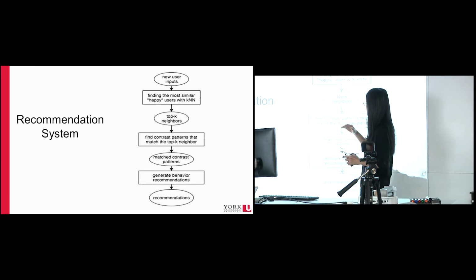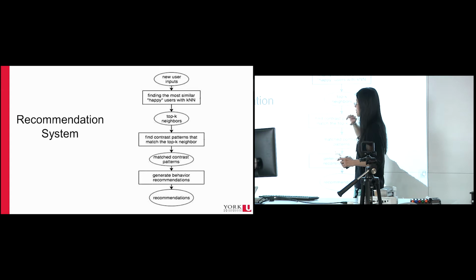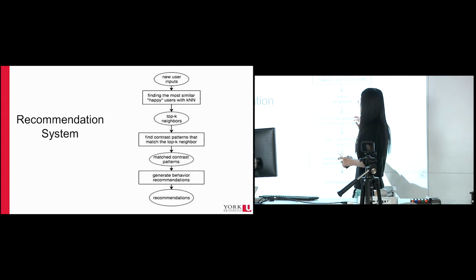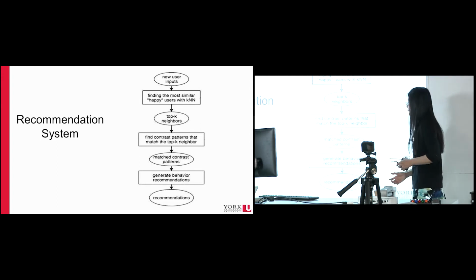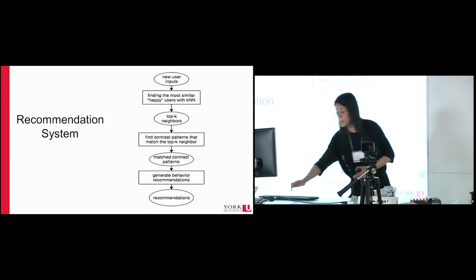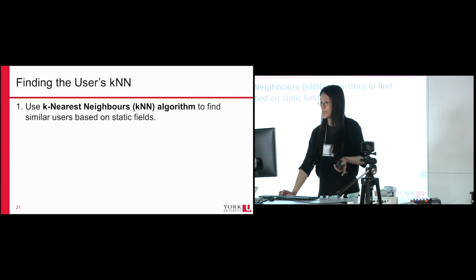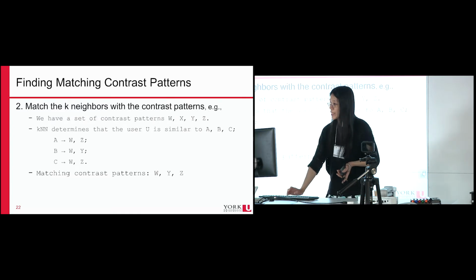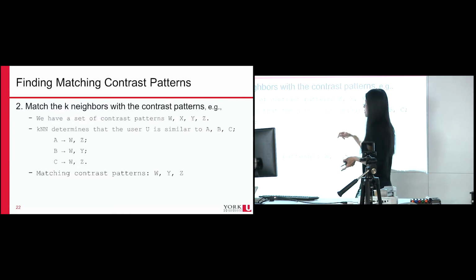Okay, so we take the top k neighbors and try to find the contrast patterns, because there are a lot of contrast patterns. We cannot use all of them. We pick the contrast patterns that match with those top k neighbors. Also through this process we customize the recommendation. Then, based on the contrast patterns that match with the top k neighbors, we make a recommendation. So the first step is to use k nearest neighbor, finding the k most similar people in the data set. And then we consider the contrast patterns matching with the neighbors.